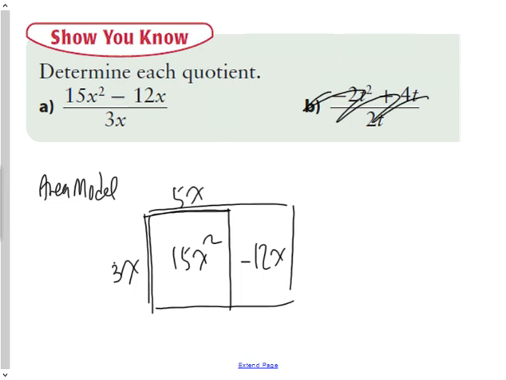3x times 5x is 15x squared. And 3x times what gives us an area of negative 12x? It's negative 4. So therefore, 15x squared minus 12x divided by 3x will equal 5x minus 4. That's using the area model to solve it, okay?